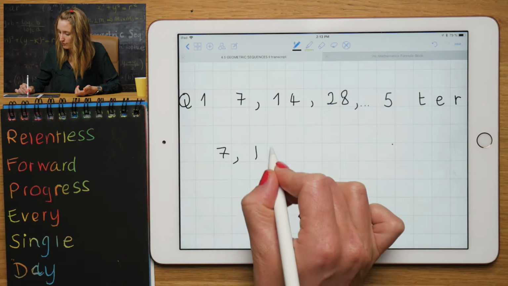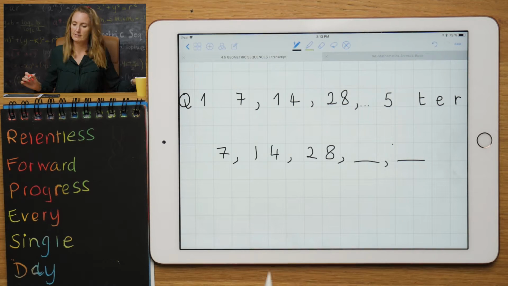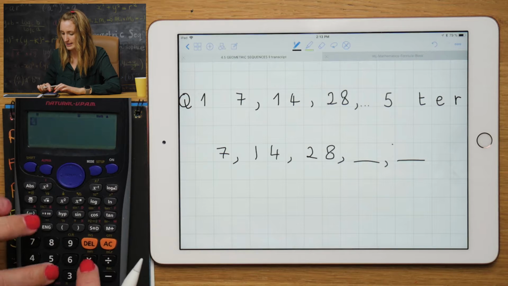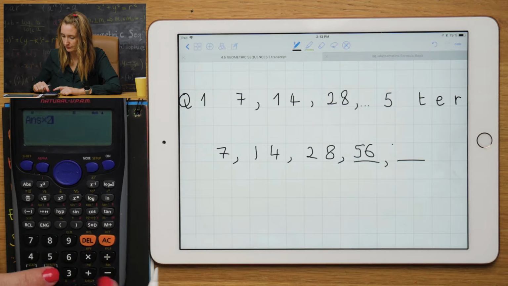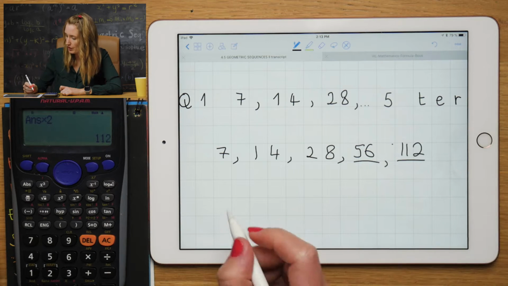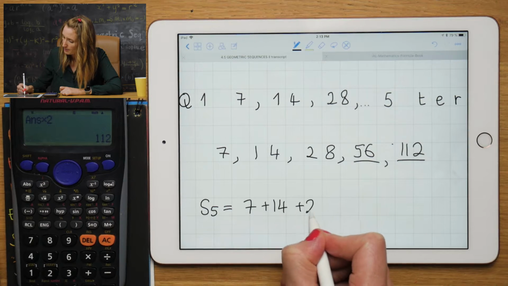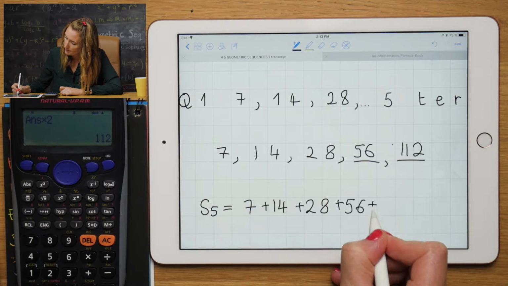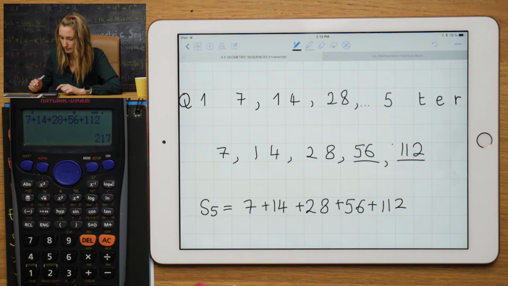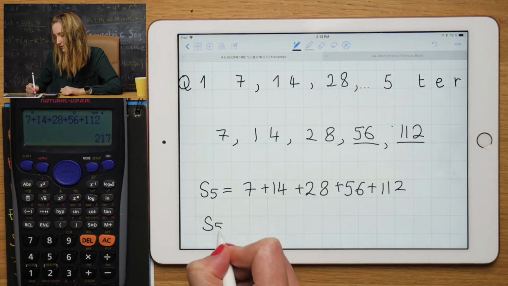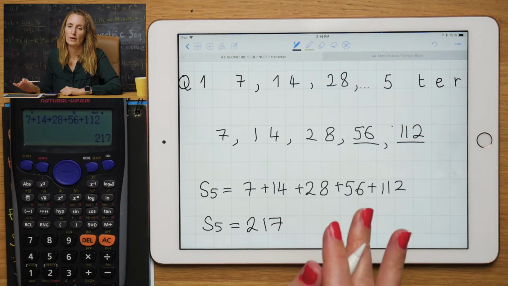So 7, 14, 28. You'd want to keep working out the next 2 terms because they've asked you for what the first 5 terms added together are. So you can work them out. So now you have all 5 terms. The sum of the first 5 terms would be 7 plus 14 plus 28 plus 56 plus 112. So let's type it all in. And you get S5 is 217. However, luckily for you, there is a much faster way to do this.